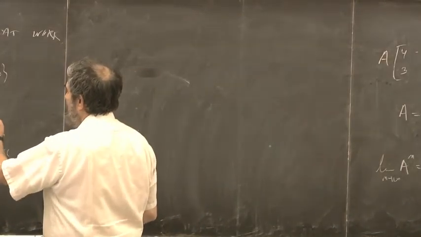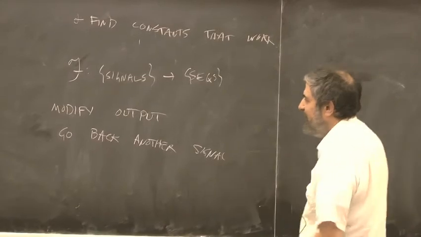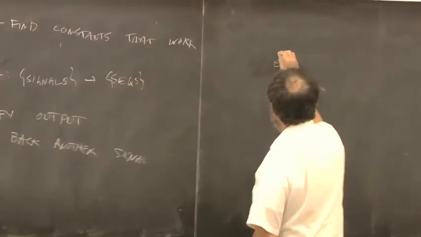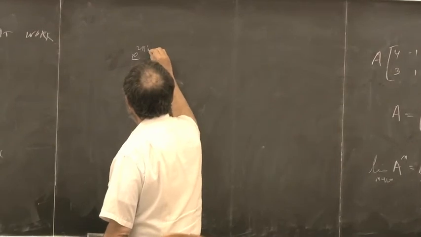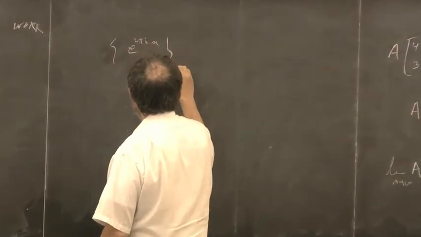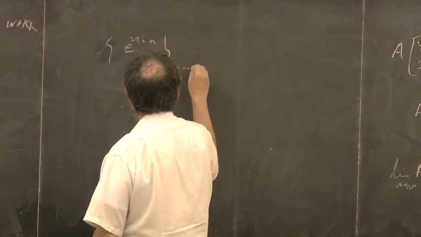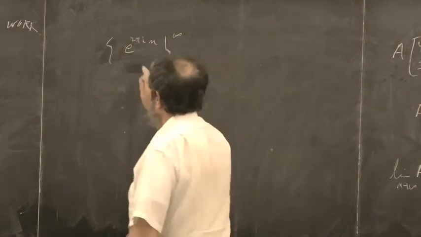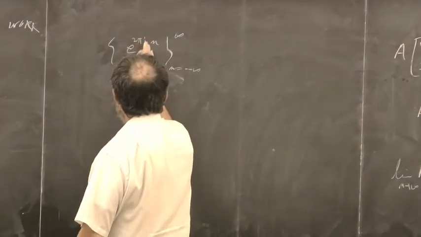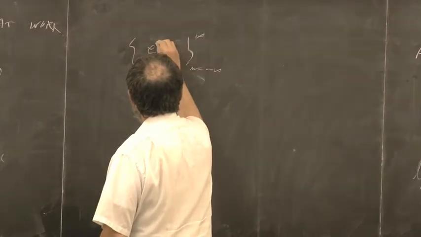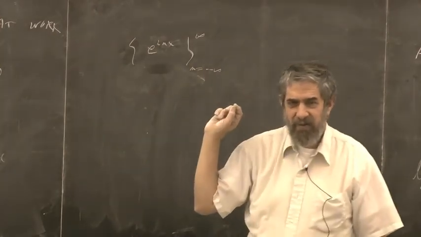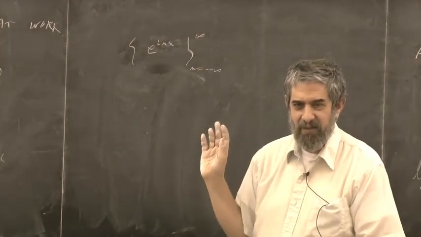All right, so I'm going to tell you what the simple functions are. So 2 pi periodic. I'll do it in the complex situation. So the nice functions are e to the i n x, where n is an integer, from minus infinity to infinity. That has period 2 pi, right? Okay, those are the simple ones.